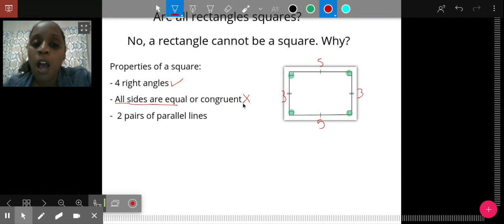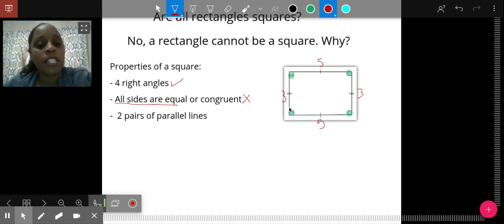That is why a rectangle cannot be a square. Because in order to be a square, all sides are equal. And in a rectangle, all sides are not equal. So that is not considered a square. Okay? Even though a rectangle does have two pairs of parallel sides, because it does not have all sides equal, it cannot be a square.